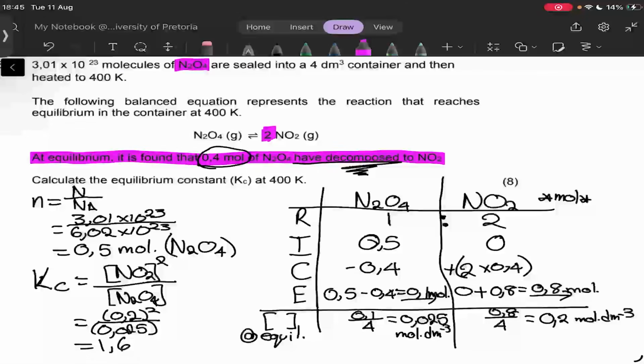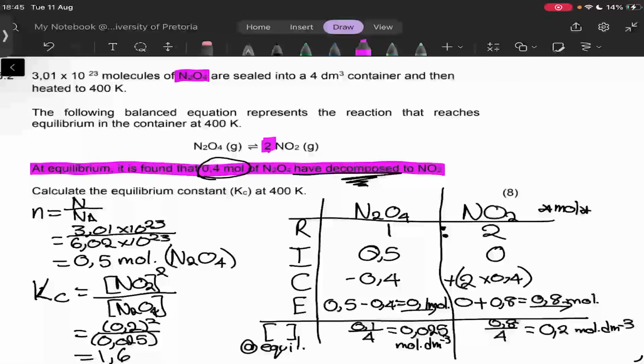I see there's a thumbs down. Could you ask specifically what your question is before I move onwards? How do I get 0.5? I converted the number of molecules into moles. Molecules does not equal moles.